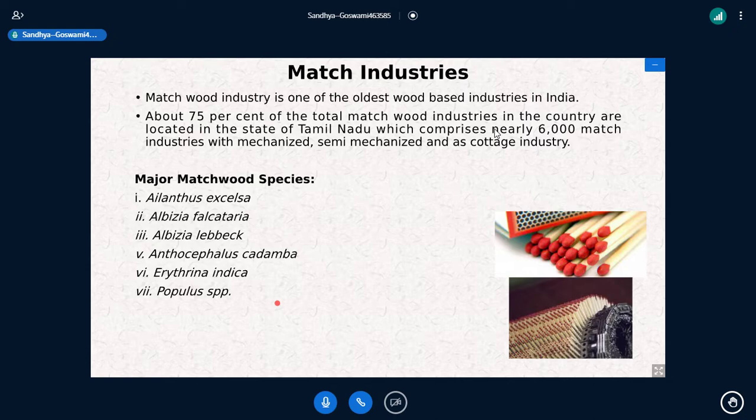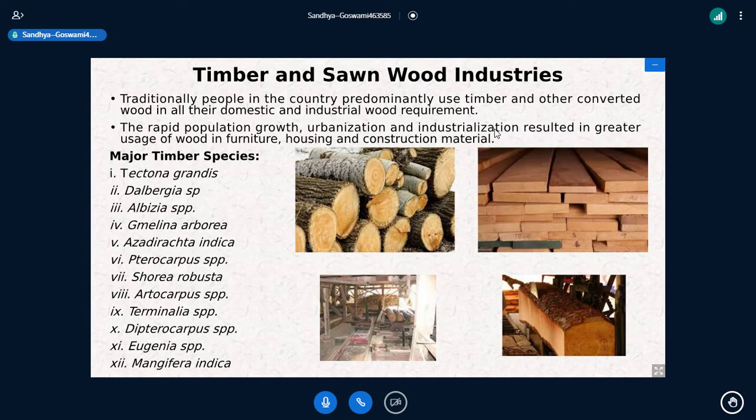Poplar is very popular in the match industry, right? But as Tamil Nadu has a lot of it, there Ailanthus, Albizia, Anthocephalus, these trees they use for making it, right? So the match wood industry is one. Then the third industry among the top industries is the timber and sawn wood industry.